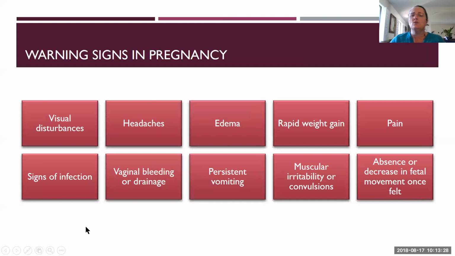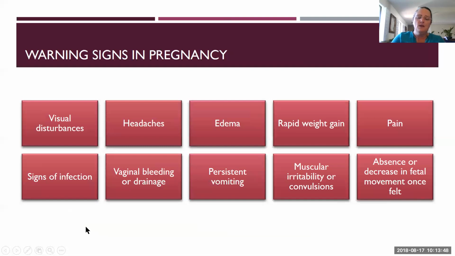Any sign of infection, we need to figure out why, what's infected, and we need to treat that. Women that are pregnant are at higher risk of developing infection and sepsis because their immune system is depleted. Vaginal bleeding or drainage. If there's bright red blood running down your leg, that's an emergency. You need to come in right away.